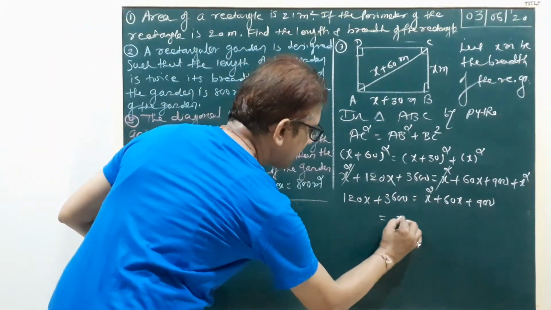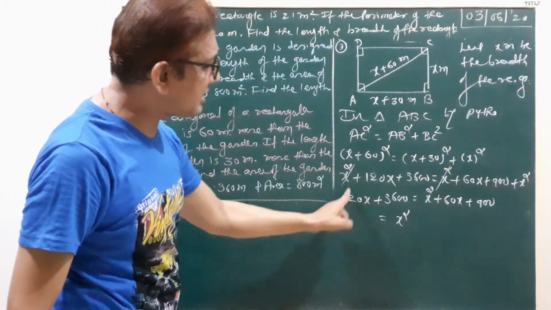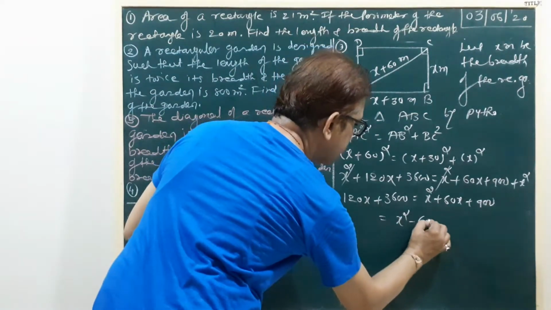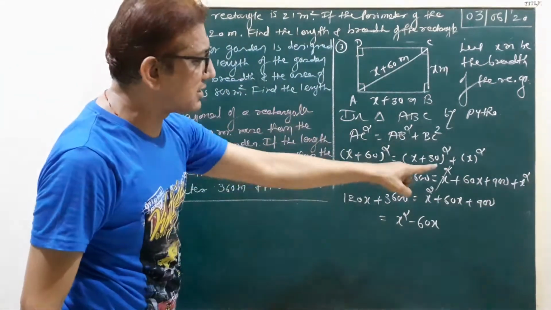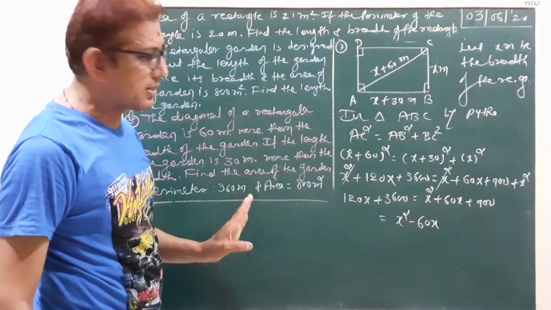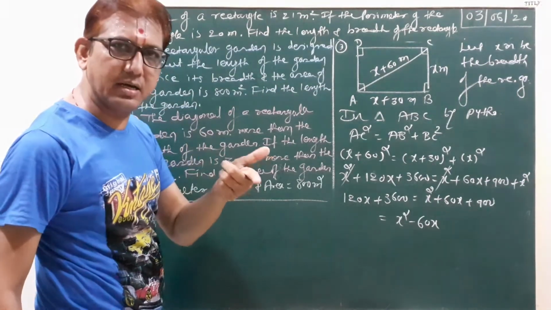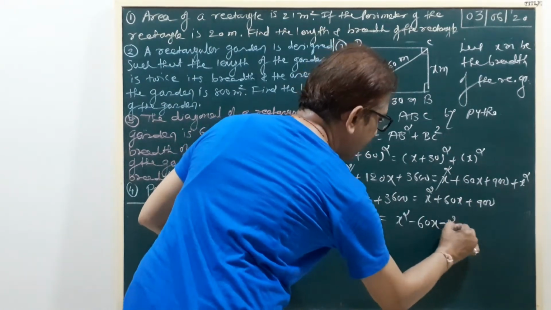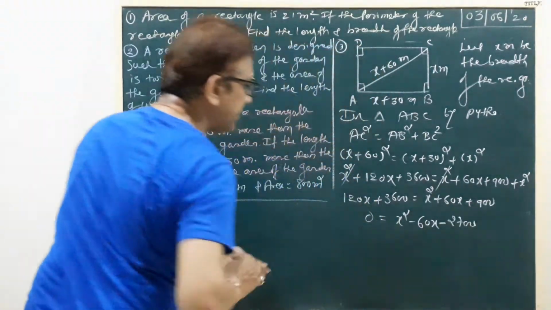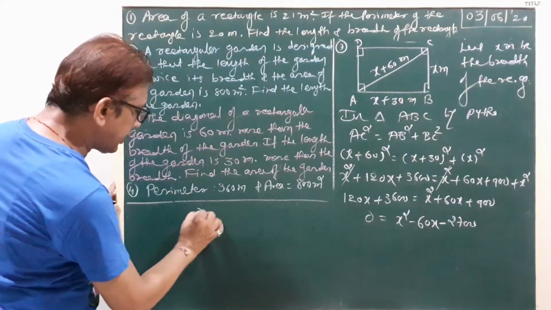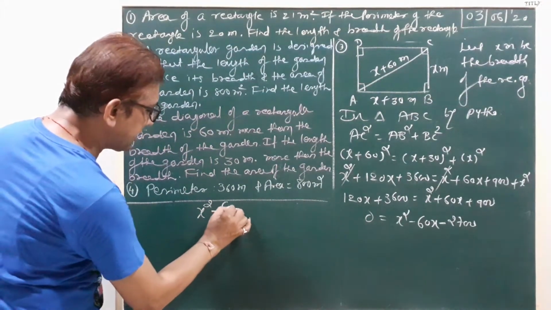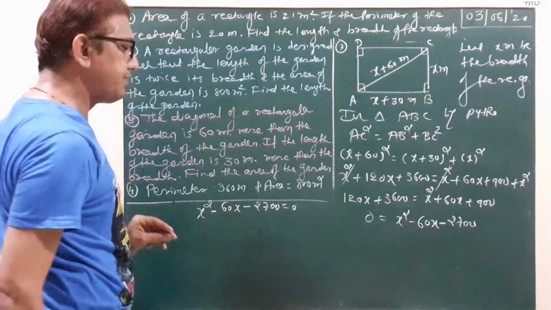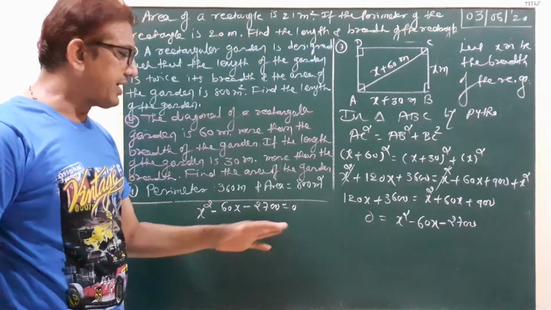Okay? Now here x square as it is. 120x is on the right side. So 60 minus 120, answer minus 60x. 3600 also we get on the right side. 900 minus 3600. 3600 is the bigger number, right? So 3600 minus 900 is 2700, on left side, equal to 0. So our quadratic equation: x square minus 60x minus 2700 equal to 0. Now splitting the 2700.